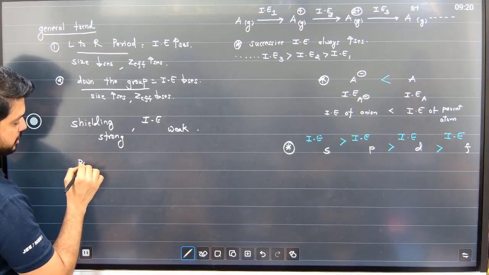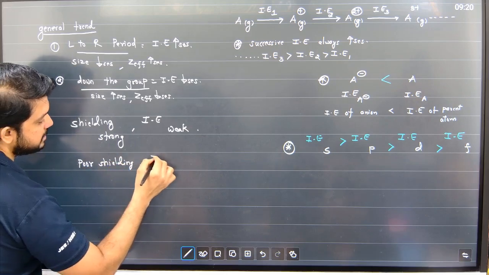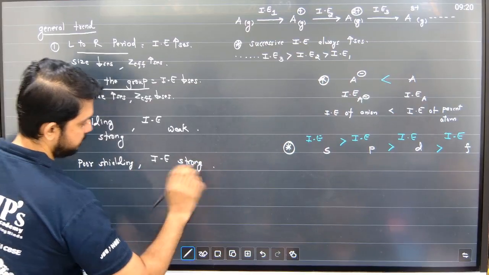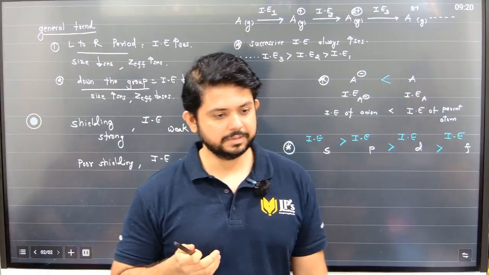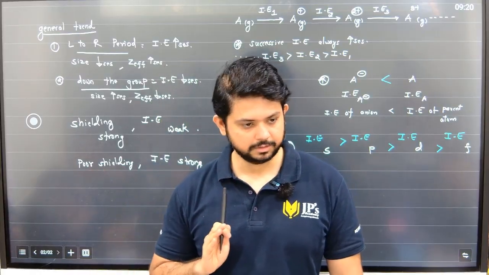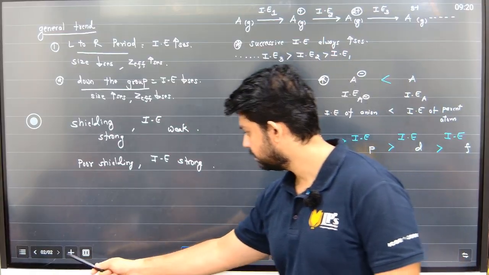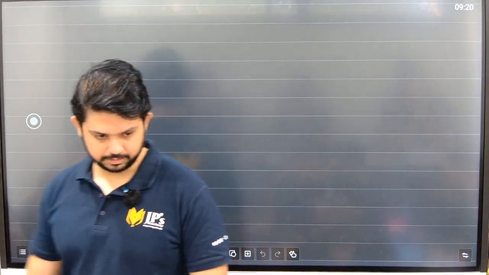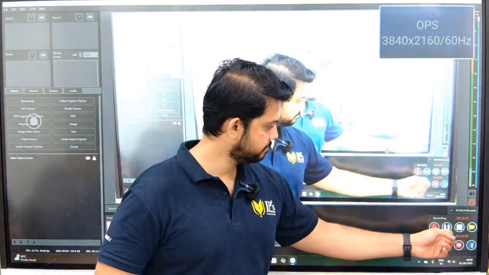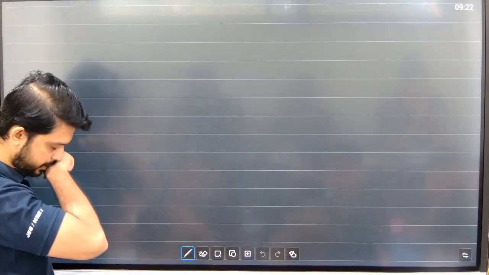And if I have poor shielding, what do you think ionization energy will be, people? As simple as that. ठीक है. Poor shielding है, ionization enthalpy will be greater. ठीक है. चलो. एक सेकेंड ना. Okay, now let's continue with general trends.